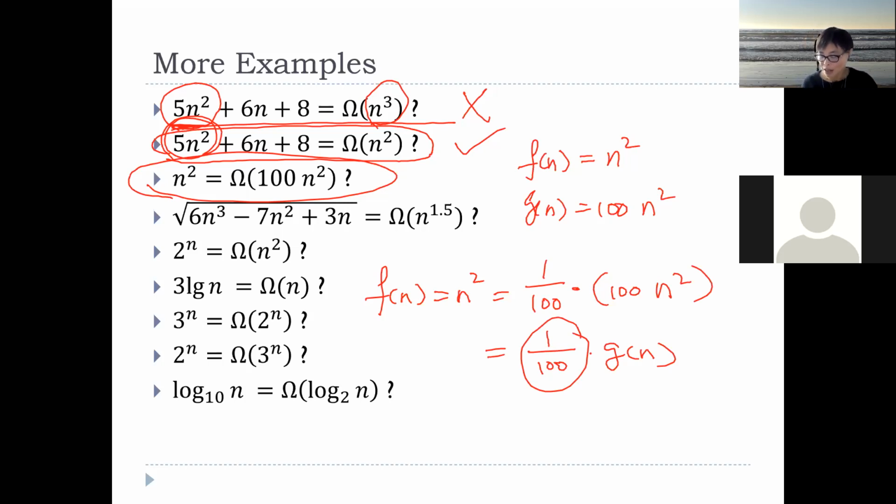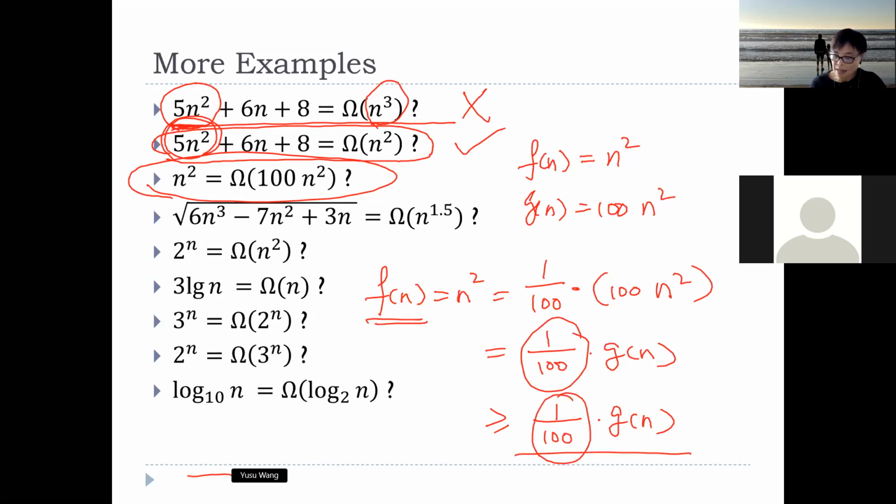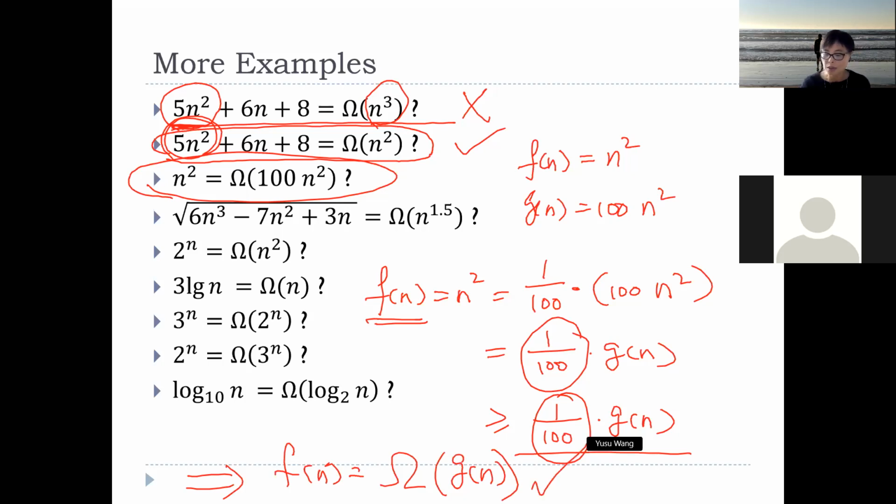So as such, this is equal to this, which also means that this is bigger than or equal to. Which means that I can find a constant, 1 over 100, such that this relation holds. And as such, f(n) is indeed bounded from below by g(n). Okay, so this is also correct. I will leave it to you to convince yourself of the remainder. So for this one, the dominating term is n cubed inside the square root, which after taking the square root is n to the power of 1.5. So this is also correct.